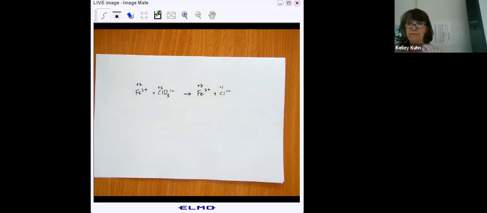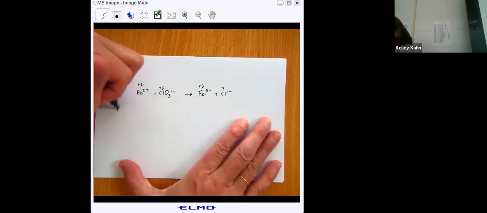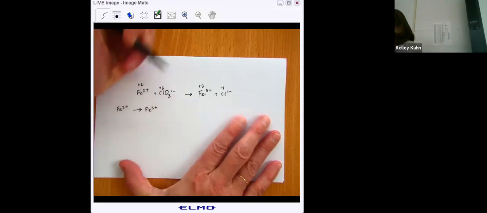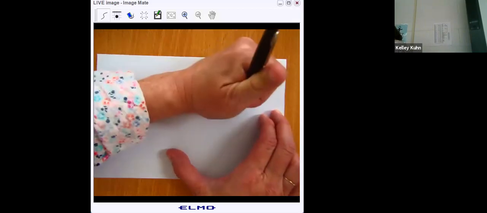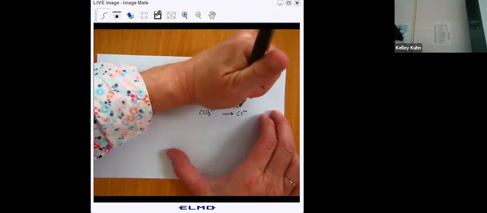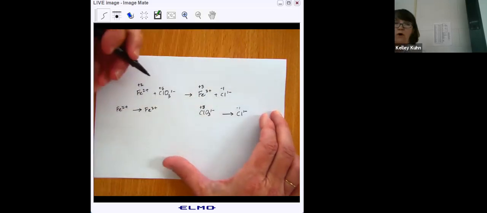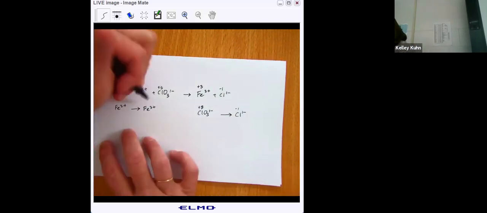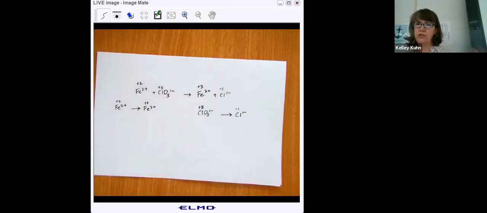You may want to pause this for a sec. So once you have separated into half reactions, hopefully you did it this way: iron 2+ going to iron 3+, and then chlorate going to the chloride ion. Notice that even though oxygen does have an oxidation number, because it didn't change, I'm not worrying about it. I'm just leaving it, because you're really only focusing on the oxidation numbers of what's changing.